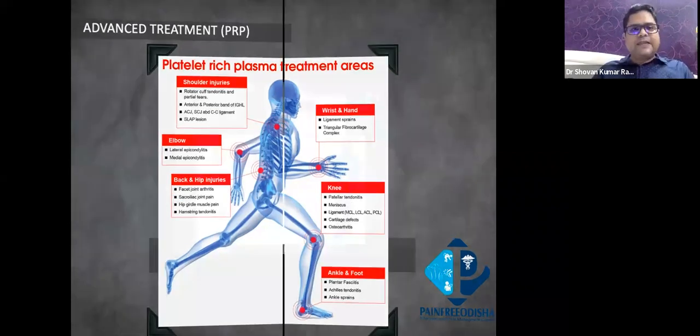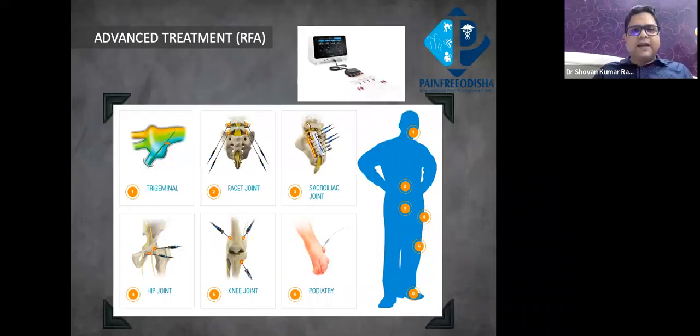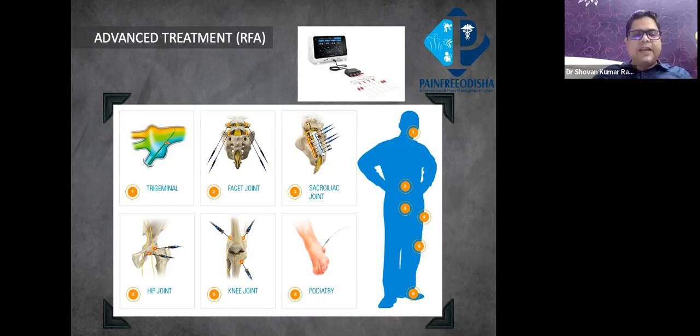Next is radiofrequency ablation. Now, in radiofrequency ablation, what we do is we ablate the nerves or the dorsal root ganglion that is basically supplying the channel, and you are feeling the pain. So it can be used from head to toe, particularly on a regular basis. One is the trigeminal neuralgia. We go for the Gasserian ganglion radiofrequency ablation.